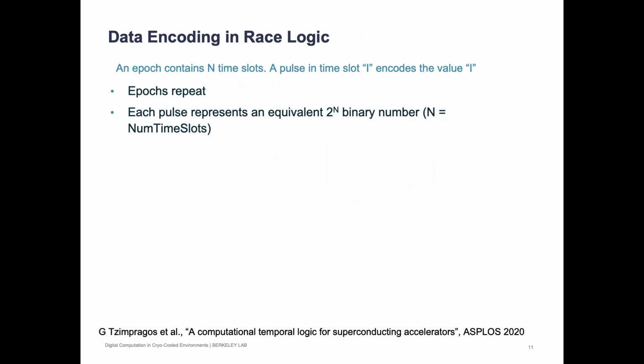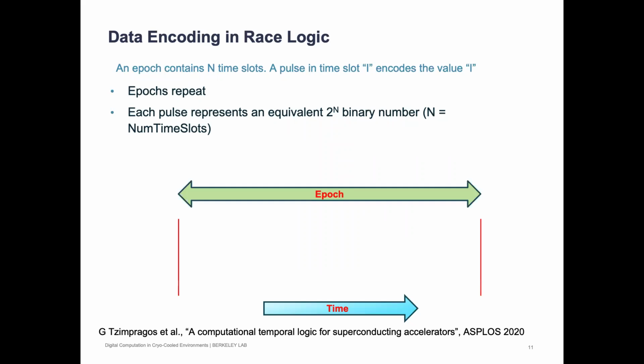So how this works is, this is a way to represent information in the time domain. So we take time, and I'm going to show this representation in future slides as well. Basically, we have the time axis, it goes from left to right, and we divide time into epochs. Epochs repeat, so there's another epoch after the one I'm showing, but in between epochs, everything resets or starts all over again. Inside the epoch, we have time slots. You can call them whatever you want, but basically the idea is we divide the time inside an epoch, and for each of these time slots, we assign a value, a number.